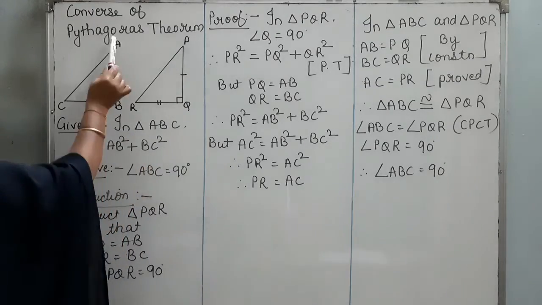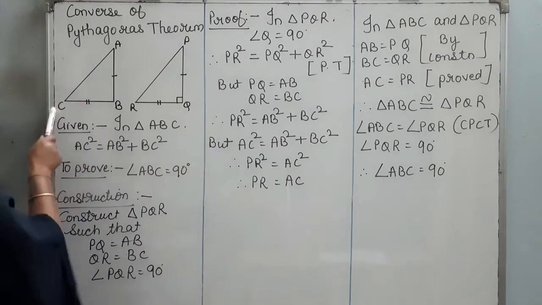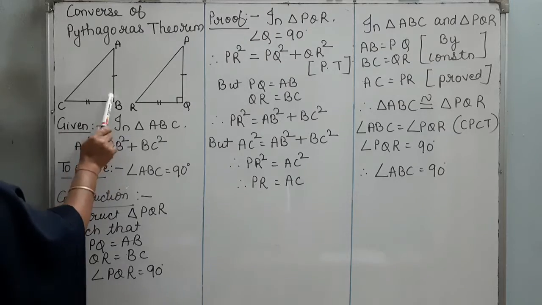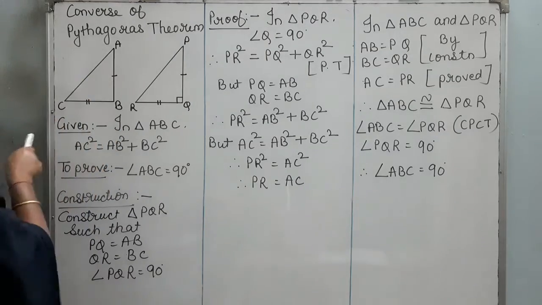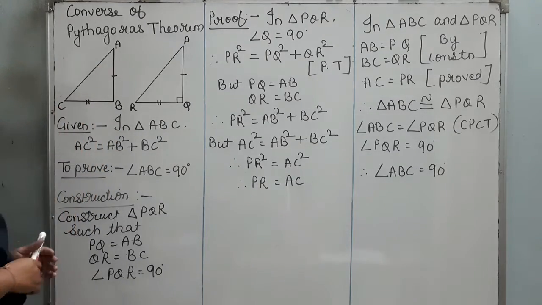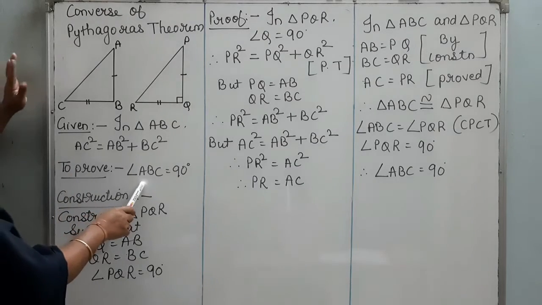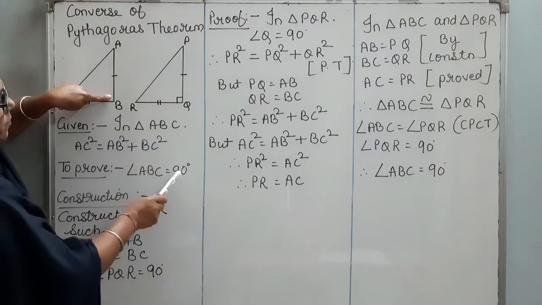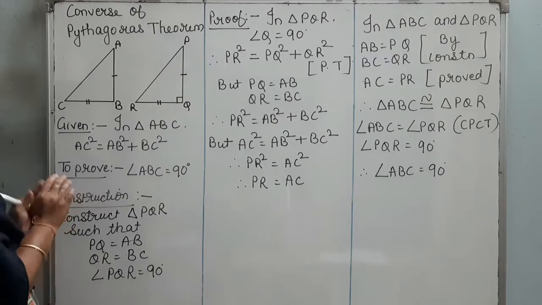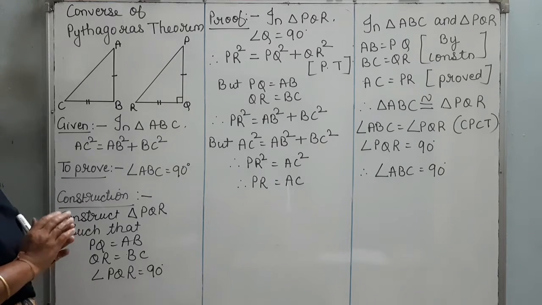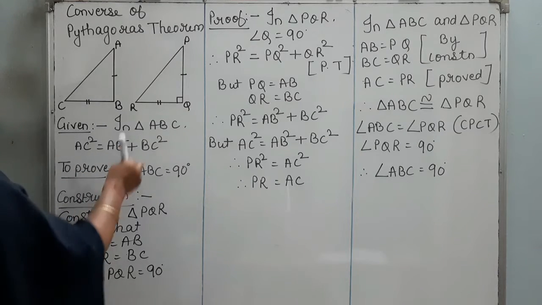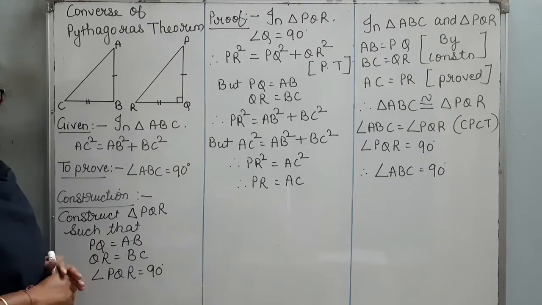So here in triangle ABC, AC square is equal to AB square plus BC square. So we have to prove that this angle ABC is 90 degrees. For this, we have to take the help of one construction. We will construct one right angle triangle.